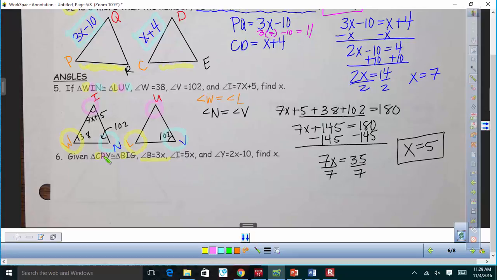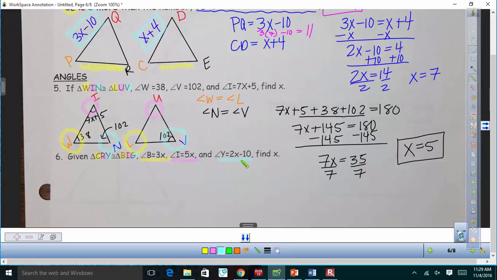Then R goes with I. So if I have an R or an I, I'm going to come over here and highlight it with pink. And then Y goes with G. So if I have a Y or a G, I'm going to come over here and highlight. So in a triangle, I should have what colors?